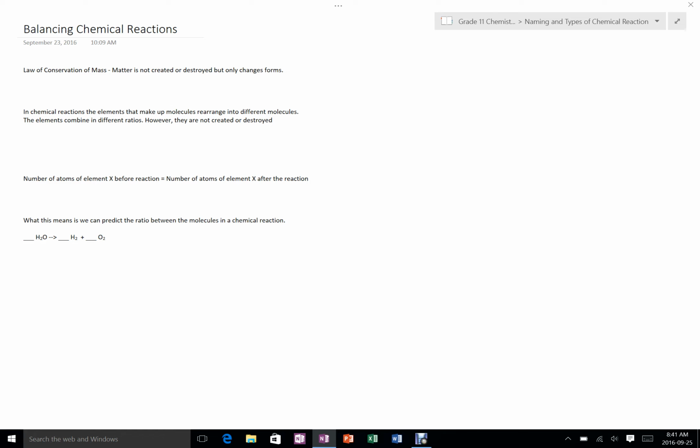But in chemical reactions, what we're saying is that the elements that form the molecules are either breaking up or changing in some way so that they make new molecules. So the elements themselves are not disappearing, they're not appearing, they are just changing the way in which they're combined. What that means is elements are not created or destroyed but only changing forms, which means that the number of atoms of any type, hydrogen, oxygen, whatever it is, before the reaction has to be equal to the number of that kind of atom after the reaction. One way to think about this is the atoms just aren't going anywhere, right?